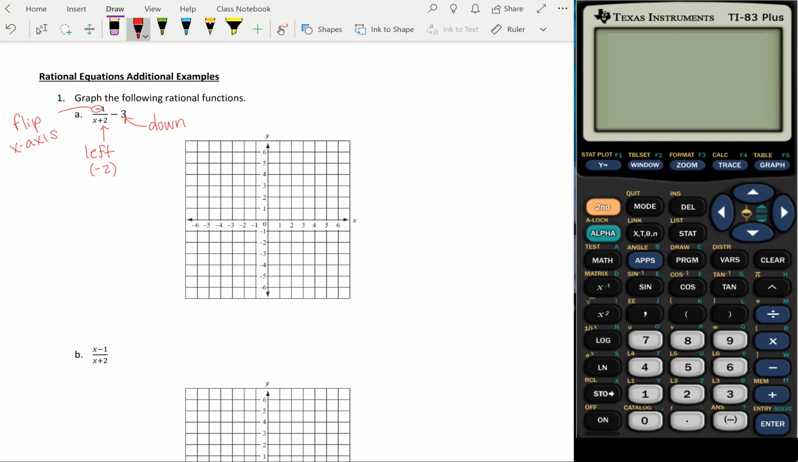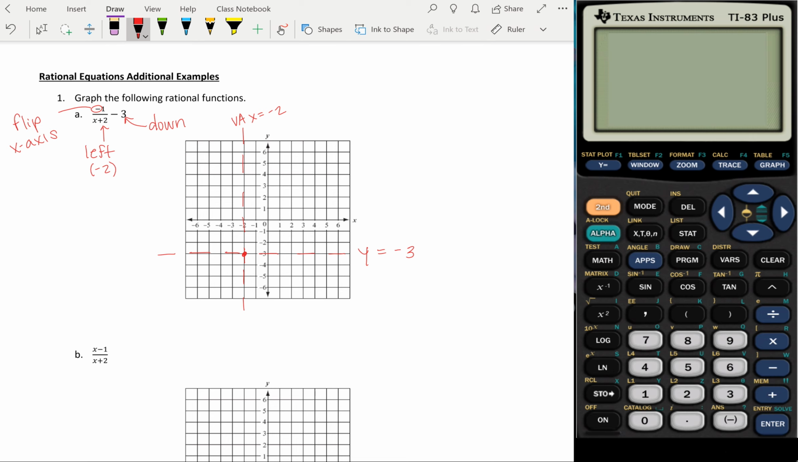Left 2, down 3 puts me right about here. That's actually my point of intersection of my horizontal and my vertical asymptotes. So I'm going to draw a vertical line through it where x is negative 2. So I have a vertical asymptote at x equals negative 2. And then I'll also draw my horizontal through it where I know y equals negative 3. Now, to figure out exactly what quadrant my graph is going to go in, I need to pull some points from the left and from the right side and plug them in.